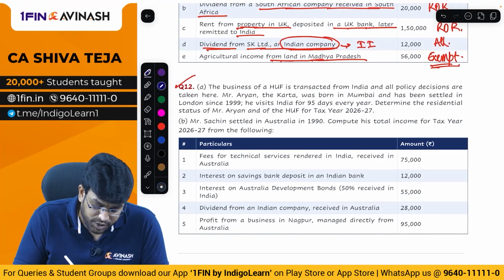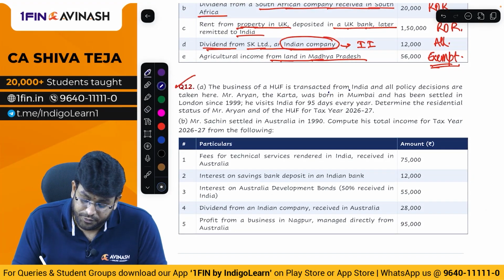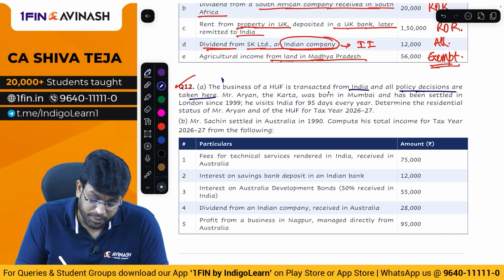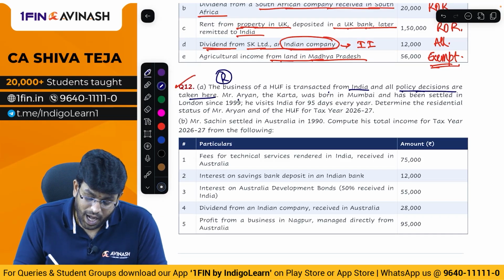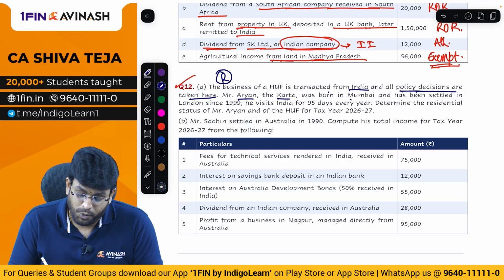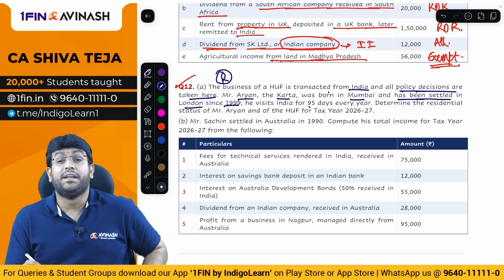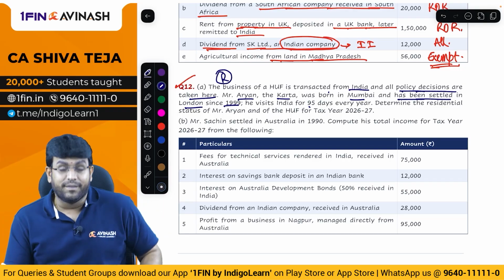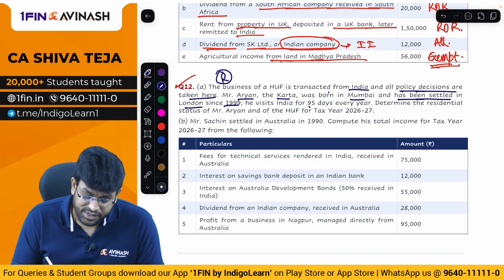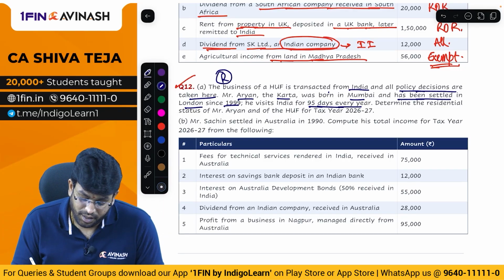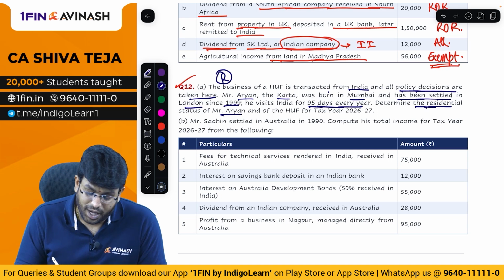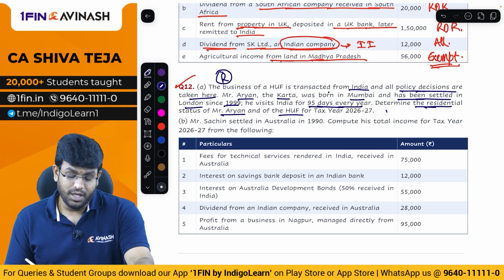The business of HUF is transacted from India and all the policy decisions are taken here. That means definitely it is a resident. Aryan, the Karta, was born in Mumbai and has been settled in London since 1999. And they never told he is Indian citizen. He visits India for 95 days every year. Determine resident status of Aryan and HUF.